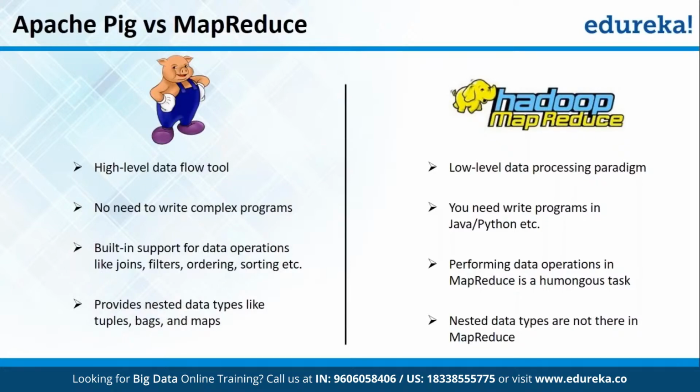The next point in Pig is you have built-in support for data operations or database operations like joins, filters, ordering, etc. Whereas in Hadoop MapReduce, if you have to perform these operations, you will have to write the logic on your own from scratch, and hence it is a very humongous task. When we come back to Apache Pig, it gives you high-level data models as well, that is tuples, bags, maps. However, in Hadoop MapReduce, only the primitive data types are available like IntWritable or LongWritable and so on. There are no high-level data types or nested data types available.